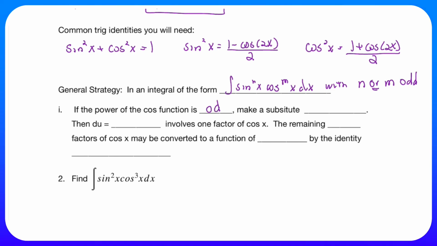Our first case is if the cosine function is the odd one. If cosine is odd, you're going to let u equal your sine function. The derivative of that sine function will be cosine of x dx, and that's going to cancel out one of our cosine factors. Then we'll have a leftover even number of cosines, which we will turn into terms of sine using the Pythagorean identity, where we solve for cosine squared. In the Pythagorean identity, we know cosine squared is equal to 1 minus sine squared.